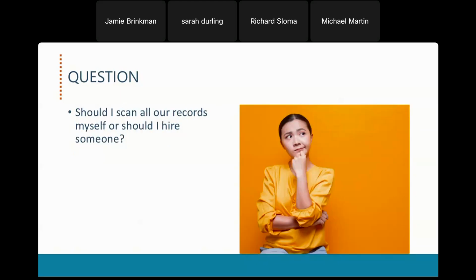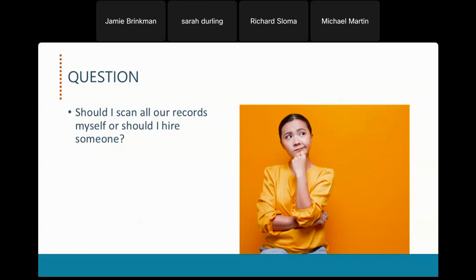So the question is, should I scan all of our records myself or should I hire someone to do it? I can take that. It kind of depends. You can go the do-it-yourself route, or you can hire out. It's really going to depend on what your need is and what your resources look like. For a small project, like a couple of records boxes or a filing cabinet or two, it can be easily handled in-house by staff.